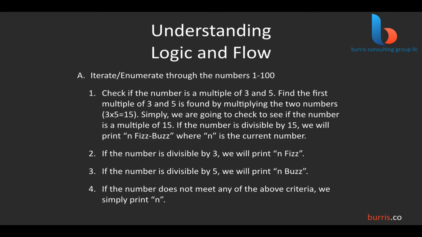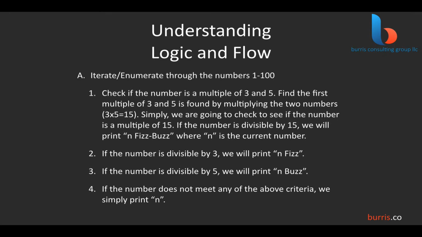Let's review the logic and flow. We need to iterate through the numbers 1 to 100. We need to do 3 checks. Firstly, we need to check if the number is a multiple of 3 and 5. We find the first multiple of 3 and 5 by multiplying those two numbers together and getting the number 15. And simply, we're going to check and see if the number is a multiple of 15. If the number is divisible by 15, we're going to print n and FizzBuzz, where n is the current number.